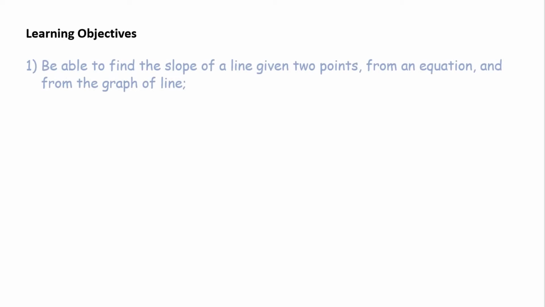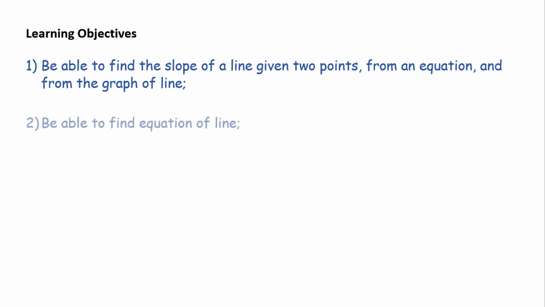In this lesson titled Lines, we will briefly review slopes and how to find equations of lines. Upon successful completion of this lesson, you will be able to: 1. Find the slope of a line given 2 points, or from an equation, and also from the graph of a line. 2. Be able to find the equation of any line.